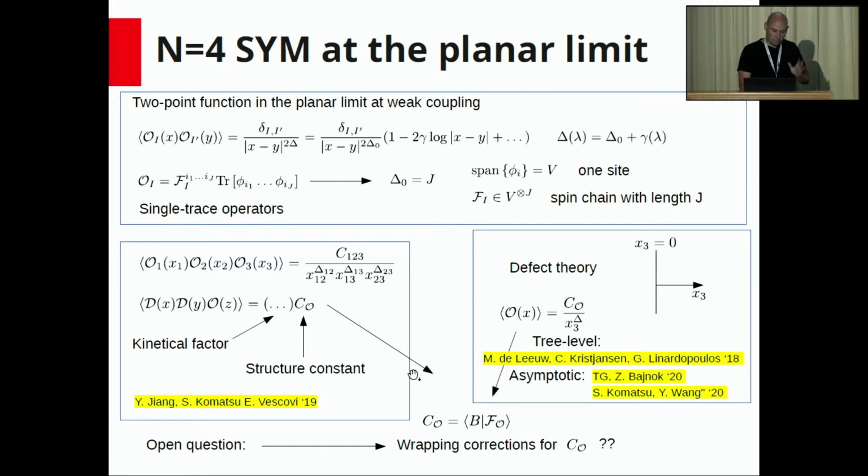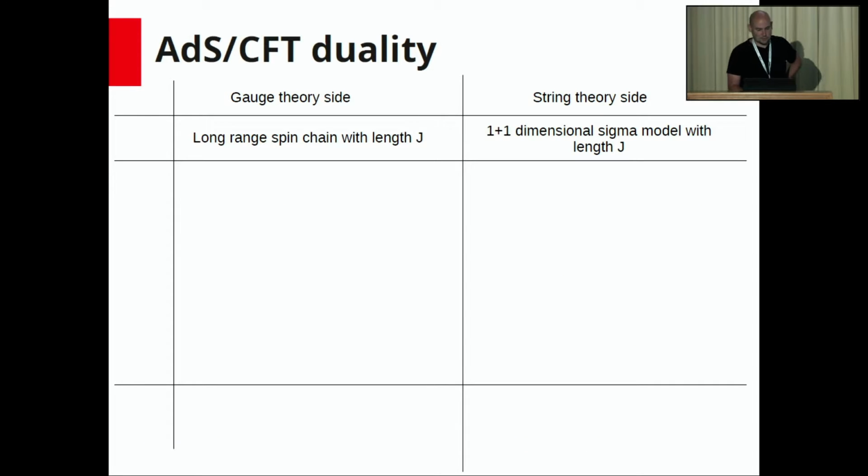And there are lots of results for these overlaps, for example at tree level, and also some results at strong coupling, and also for finite coupling, but these finite coupling results mostly concentrated on the asymptotic region. And the most important open question is how we can calculate the wrapping corrections for these quantities. For more details, let me give a brief review of the integrability approach for calculating the two-point function in AdS/CFT, which is of course well-known stuff.